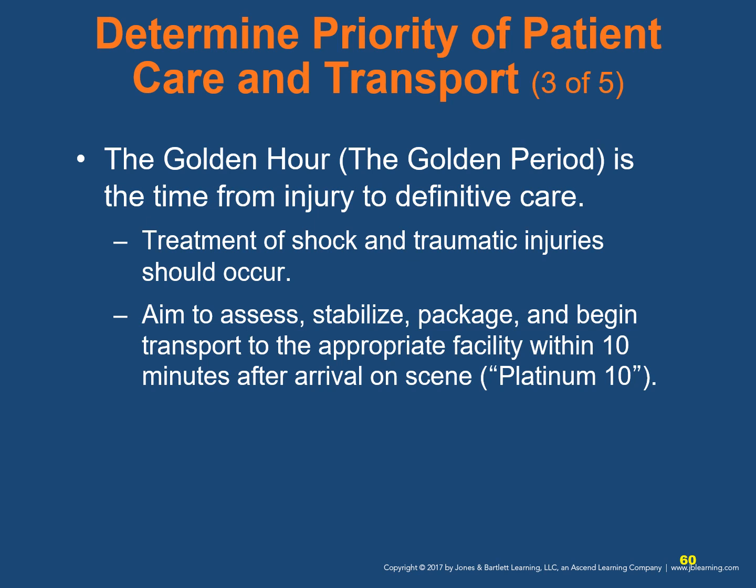If a spinal injury is suspected or found on assessment, consider spinal immobilization. The golden hour, also called the golden period, is the time from injury to definitive care, during which treatment of shock and traumatic injuries should occur because survival potential is best. Aim to assess, stabilize the patient, and package and begin to transport to the appropriate facility within 10 minutes. This is often referred to as the Platinum 10 after arriving on scene.